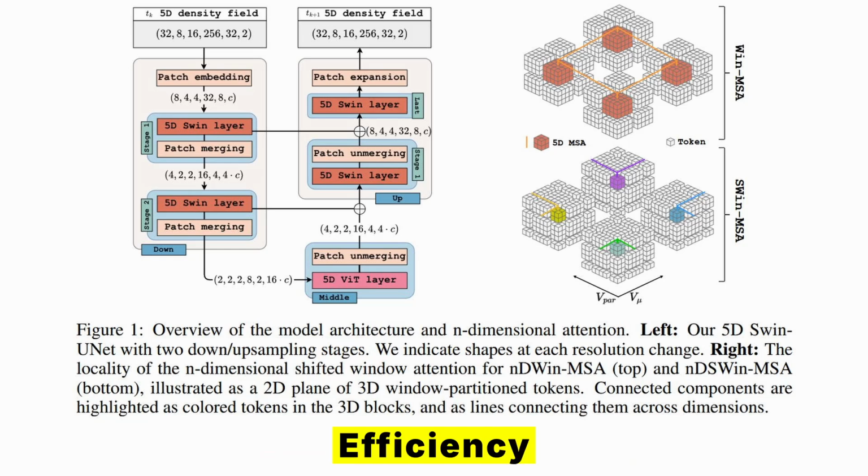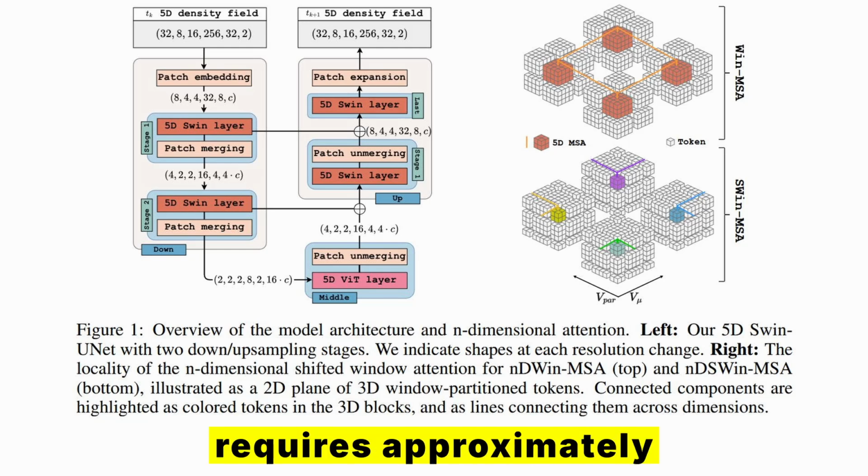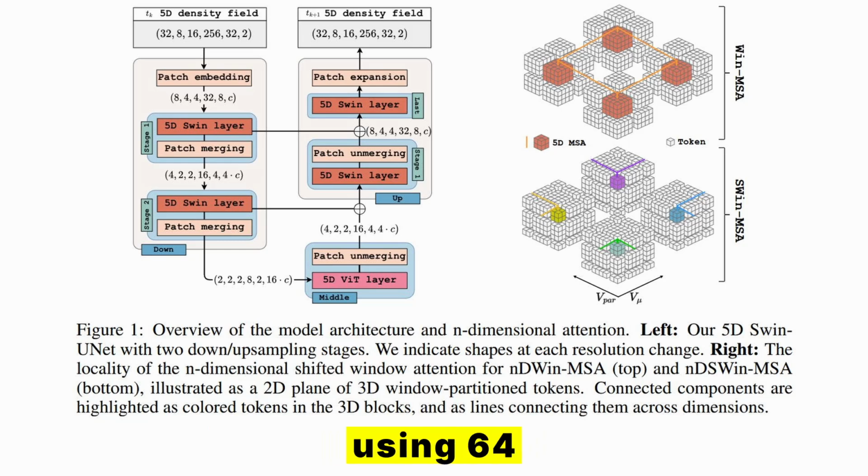Efficiency. The authors find that one-step prediction only requires 360 milliseconds on average for 5D Swin UNet on an NVIDIA A100 GPU, while the numerical solver GKW requires approximately 80 seconds using 64 CPU cores. Therefore, 5D Swin UNet is around 2 orders of magnitude faster than GKW.